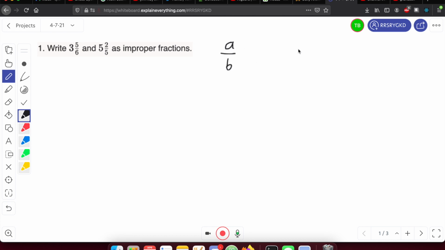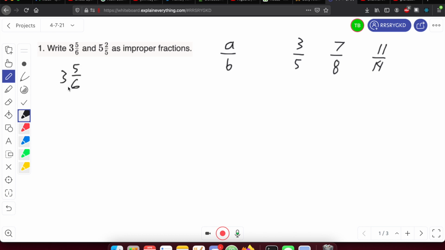So for instance, 3/5 or 7/8 or 11/14, these are improper fractions. They're in lowest terms, they can't be reduced, so on and so forth. So we'll start with 3 and 5/6.